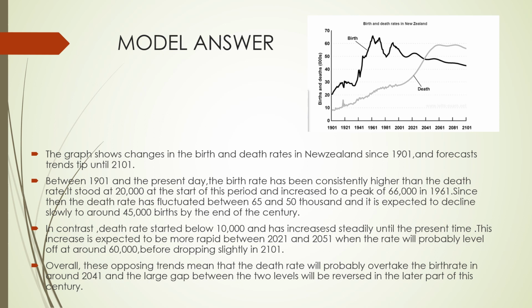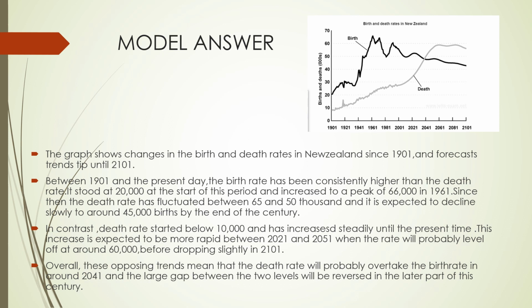Then we'll take up the next paragraph to convey information about the death rate. In contrast, the death rate started below 10,000. You can see here the graph is beginning just below 10,000 and has increased steadily until the present time, and this increase is expected to be more rapid between 2021 and 2051. You can see it's more rapid over here, and then the rate will probably level off. A little bit of leveling is over here. Okay, that means there's neither decrease nor increase. It is leveled off at around 60,000 before dropping slightly in 2101.